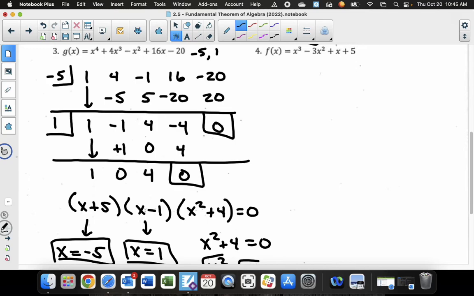Hopefully you found -1 was just 0. That's what you should have found. -1 is the 0 that you're using for synthetic division.